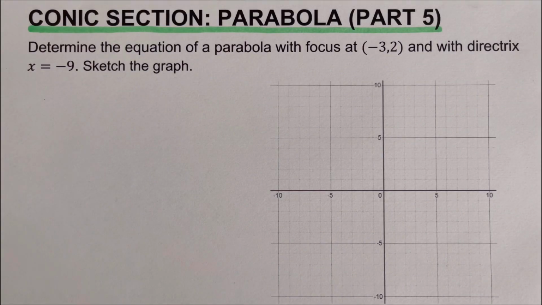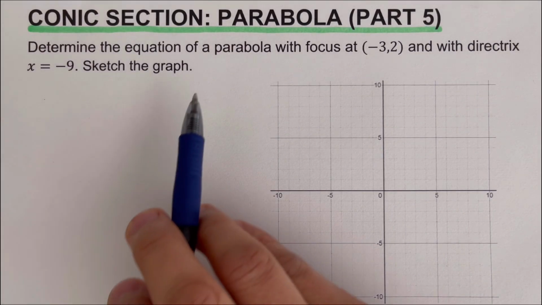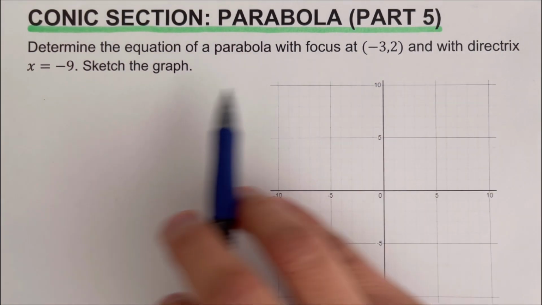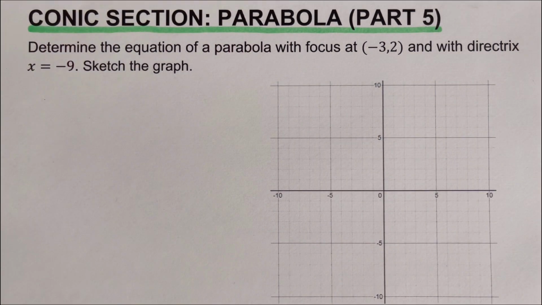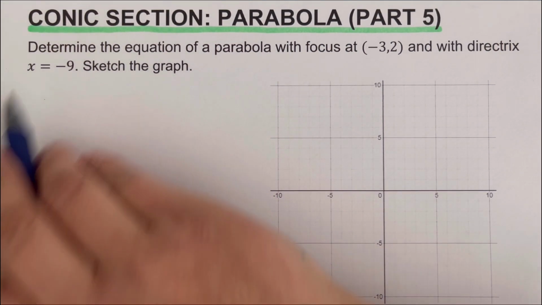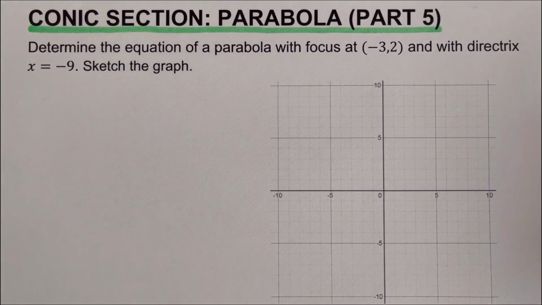Okay, going back to the problem right here, we're supposed to determine the equation of a parabola with focus at (-3, 2), and with directrix x = -9, and we're supposed to sketch the graph. So the first thing that we're going to do here is to plot the focus and write the line for the directrix. So this is how it's going to look.